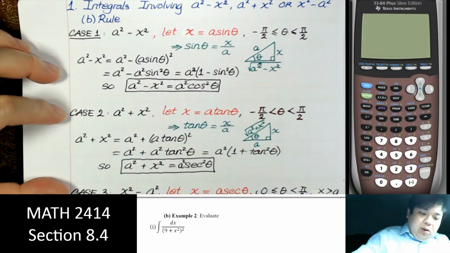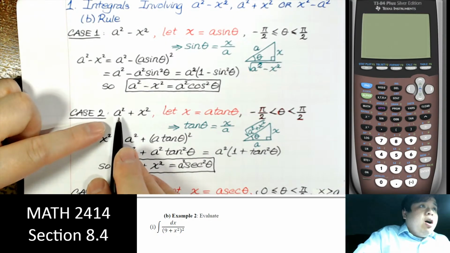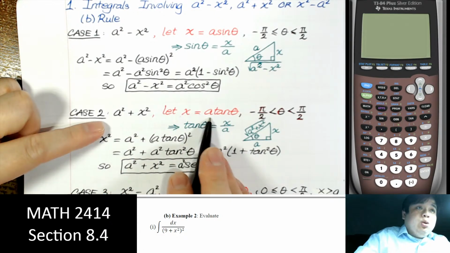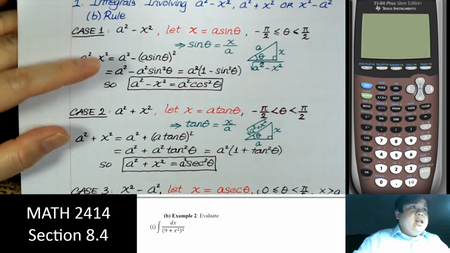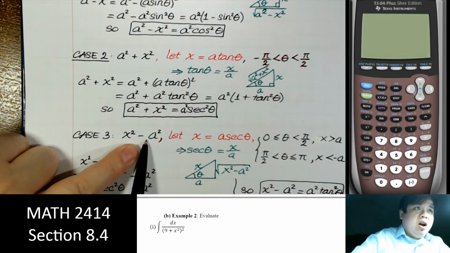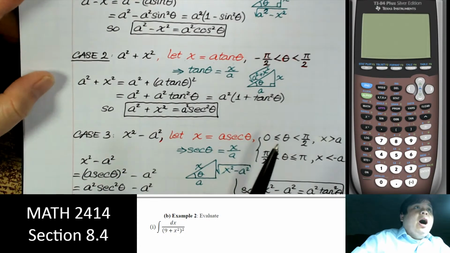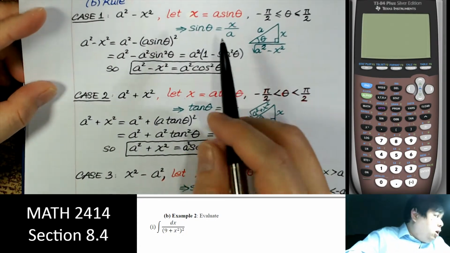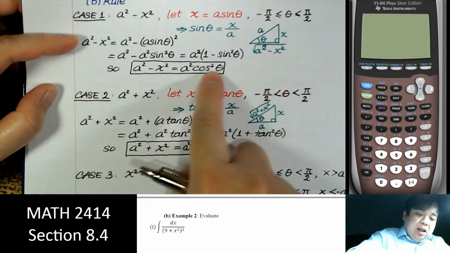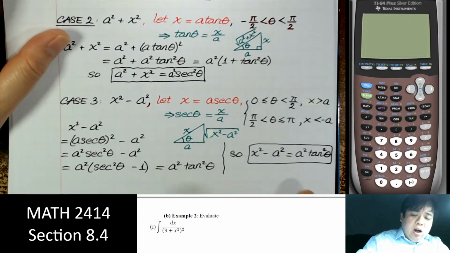A second one, where we have a constant squared plus x squared, we let x equal a tangent theta. And case number 3, where we have a variable squared minus the constant squared, we're going to let x equal a secant theta. With each substitution, there are different things that we have to worry about.